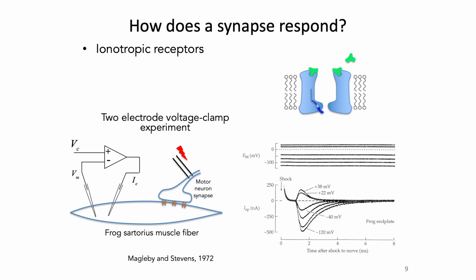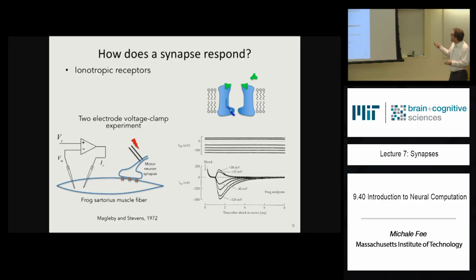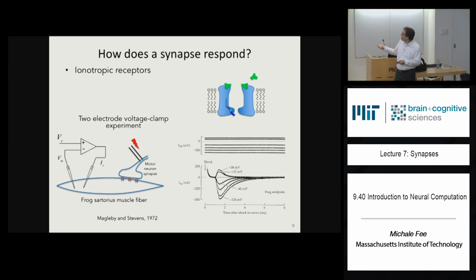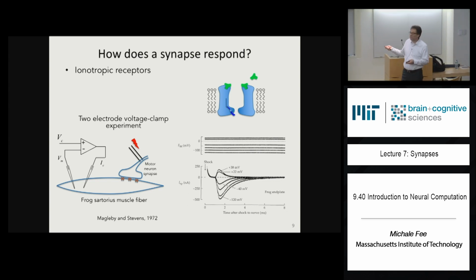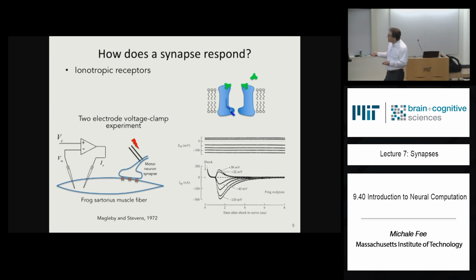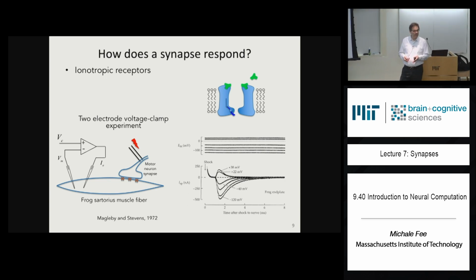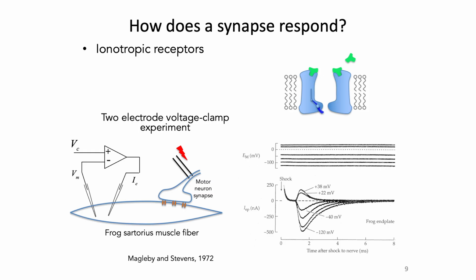Magleby and Stevens did an experiment to understand how that conductance works. When that ion channel opens, it turns on a conductance, and you can directly measure that conductance by doing a voltage clamp experiment. They took a muscle fiber from a frog and set up a voltage clamp on it, with an electrode to measure the voltage and another electrode to inject current.